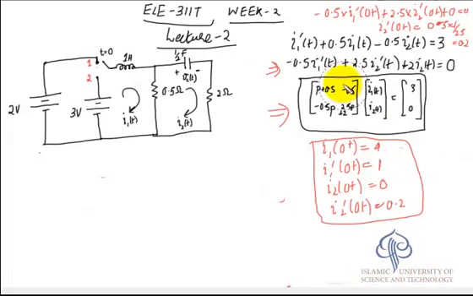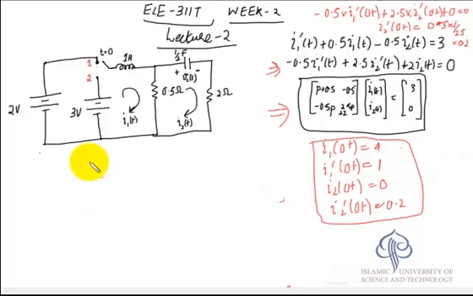So we have written down the differential equations for the two mesh currents. We have found out the initial conditions for the two mesh currents. Now we just need to put in the knowledge of differential equations as we know to finally write down the equation for the final solution for the system.